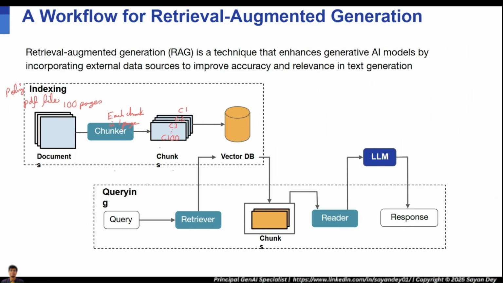Now the next step is you need to save these chunks in the vector DB in an embedding form. Remember I told you that machines cannot understand strings. So convert text to numeric embeddings. So how do we convert the text to numeric embeddings? This is done using a vector DB.